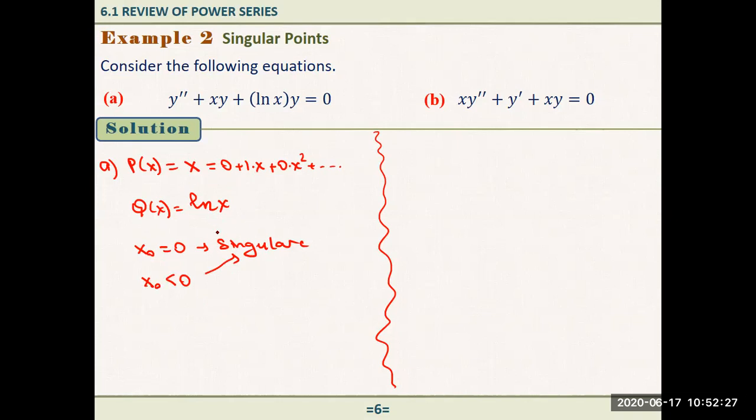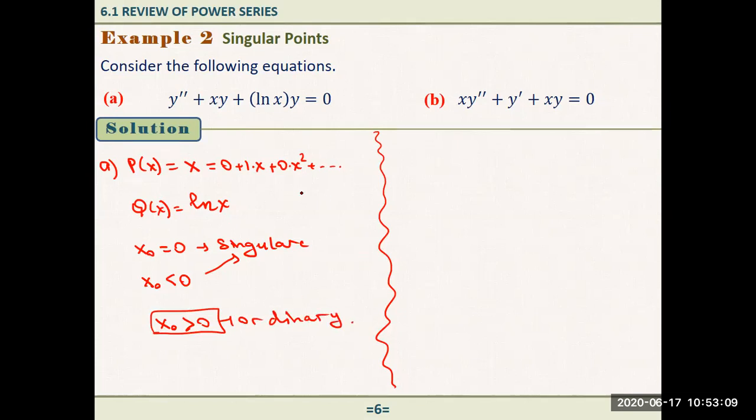Why? Because if you differentiate this, we will have 1 over x. When you try to find the Taylor series expansion of this function, we cannot evaluate this, right? And also 0 is not defined here, and that's why 0 and any negative number are singular points for the natural logarithm of x. That means at these points we cannot find a power series representation for this differential equation. But any point that is greater than 0 is an ordinary point for the natural logarithm of x.